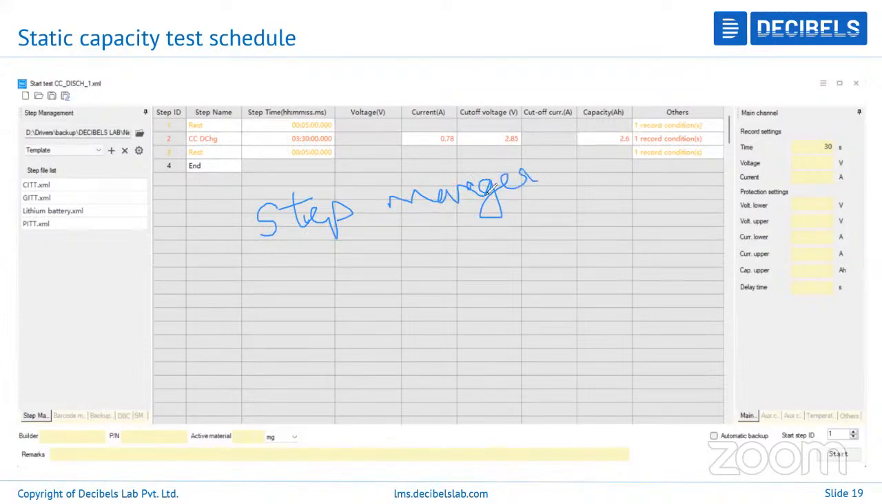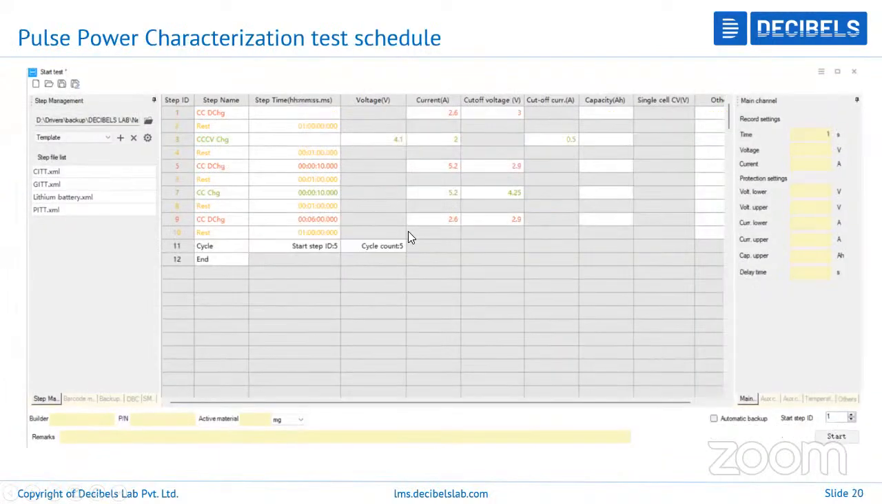Step manager. You can provide the instructions as to what test has to be performed at what intervals and as such. Likewise, you can also see here for pulse power characterization, this is the kind of profile you perform.